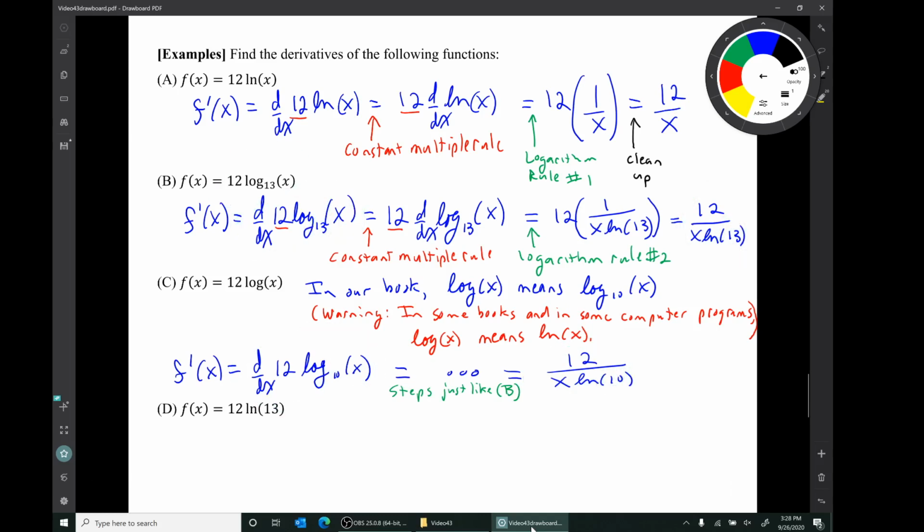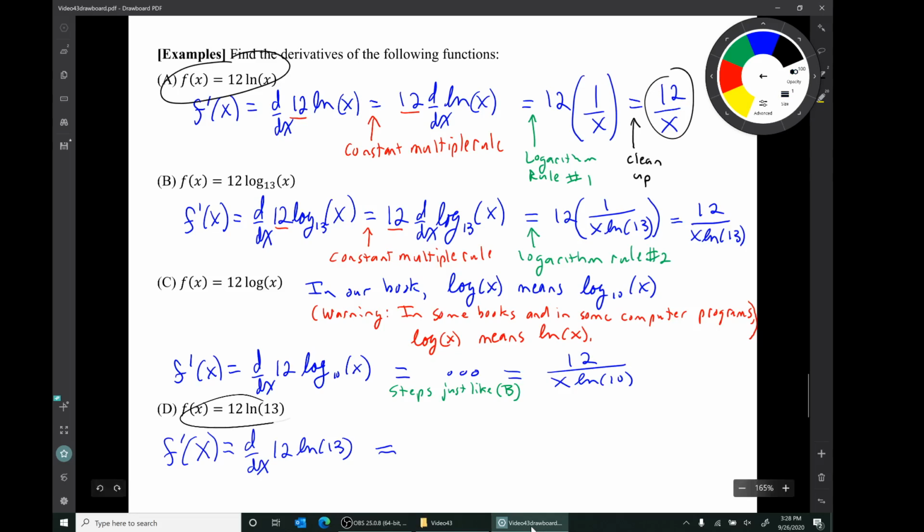Finally, question D. Now here you're supposed to not fall for the common trap. Notice that when you took the derivative of 12 ln of x, the result was 12 over x. You might look at this and see, oh, we're taking the derivative of 12 ln of 13, so maybe we'll just get the answer that the derivative is 12 over 13. Instead of 12 over x, we might have 12 over 13 down here.